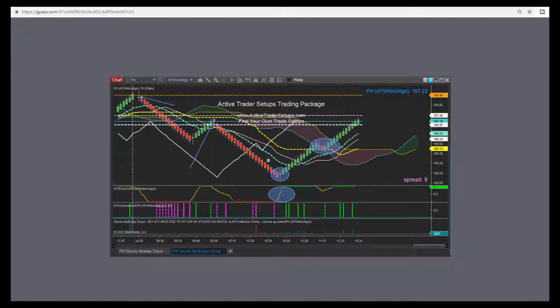Next setup, you get down at the bottom here. This is something we scan for. We actually have an instant long setup that runs off of this.